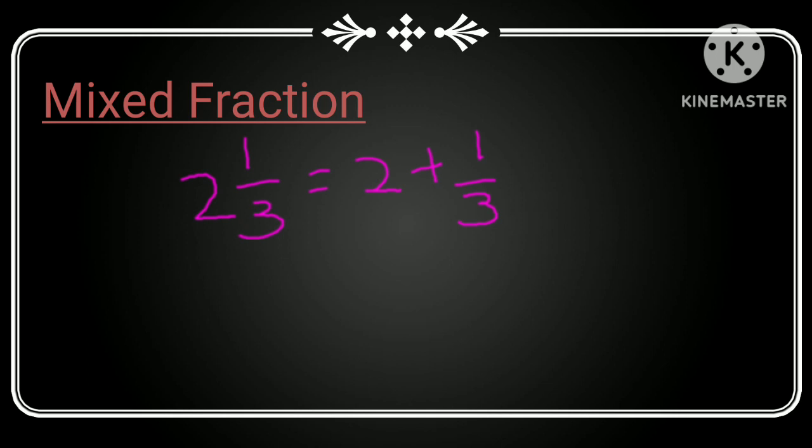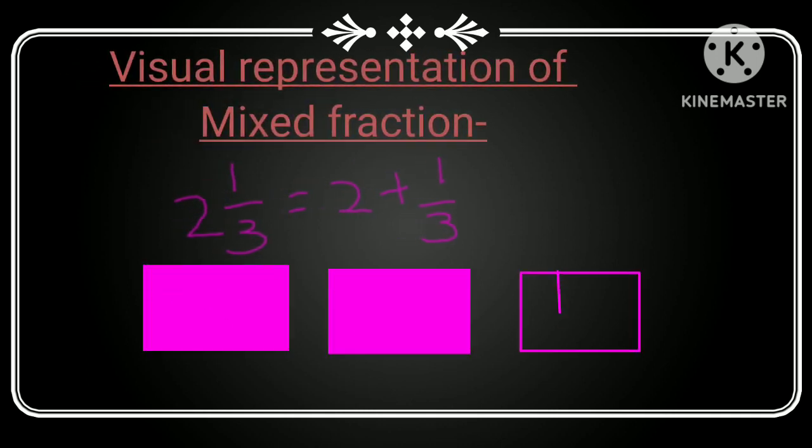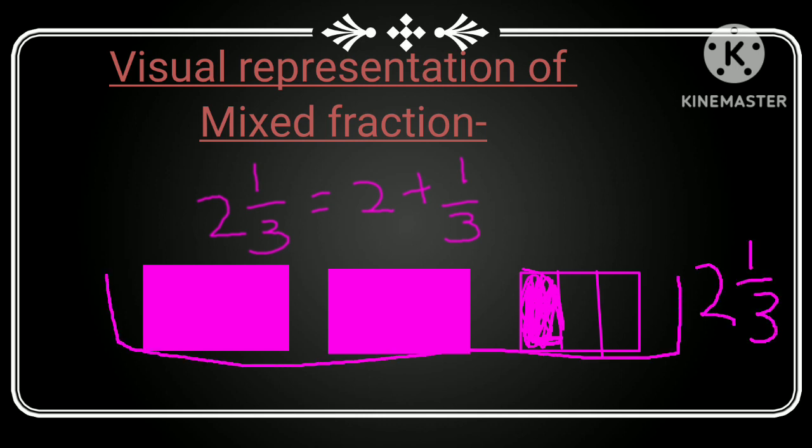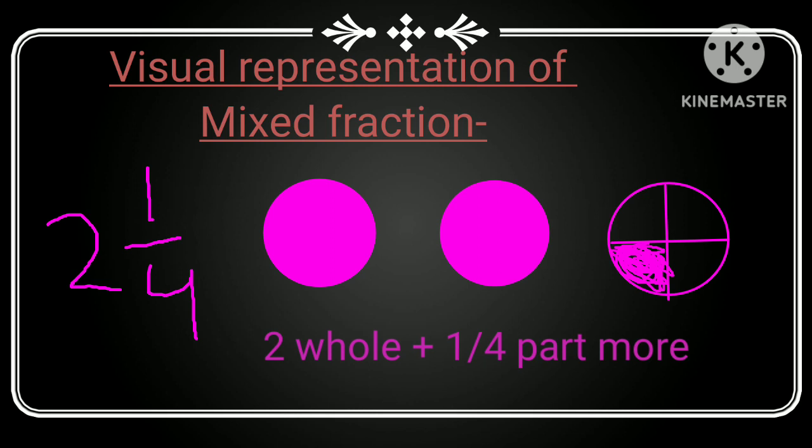Here 2 is an integer and 1 by 3 is fraction. So mixed fraction is combination of an integer and a fraction. 2 ratio 1 by 3 means 2 whole object plus 1 by 3 part of an object. Also 2 ratio 1 by 4 can be represented as shown here.